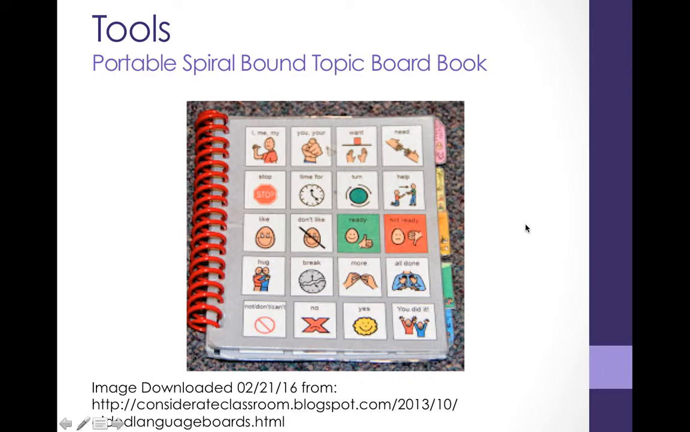Here's a nice example of a portable book, and it's spiral bound, which I love because they lie flat, quite honestly, and they don't get caught up. And it's a topic board book, meaning each page is related to a vocabulary for a specific topic. So you have the little tabs here that you can go through with different topics and just flip through. And I think this book is actually more like a 6 by 8 inch book, but certainly you can make these in any way that you want.